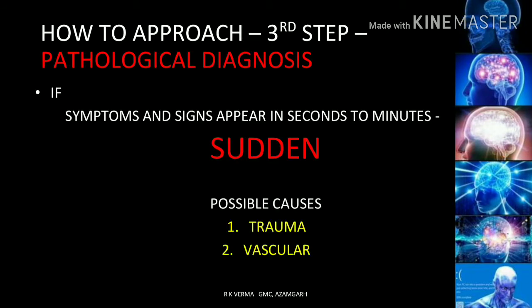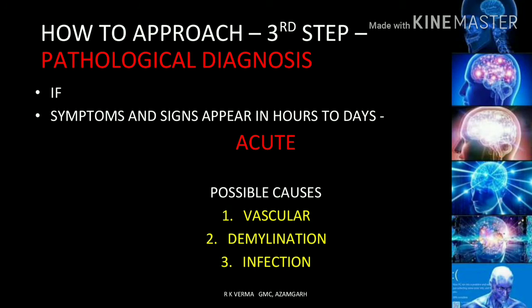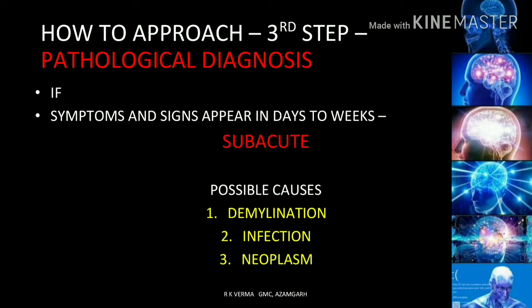Now the third step, the important pathological diagnosis. If symptoms and signs appear in seconds to minutes, that is, sudden, the possible causes are just two: trauma and vascular. If symptoms and signs appear in hours to days, that is, the condition is acute, then the possible causes are vascular, demyelination, and infection. If symptoms and signs appear in days to weeks, that is, a subacute condition, then the possible causes are demyelination, infection, or the third one is neoplasm.